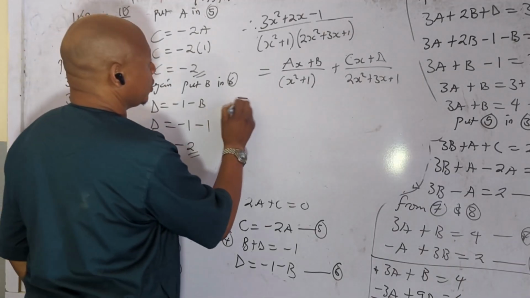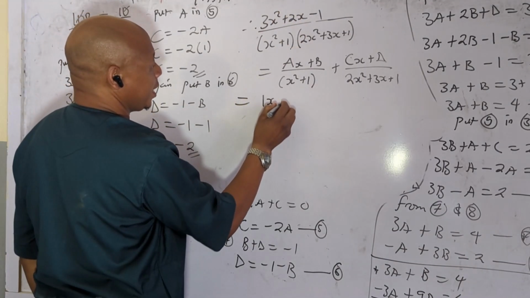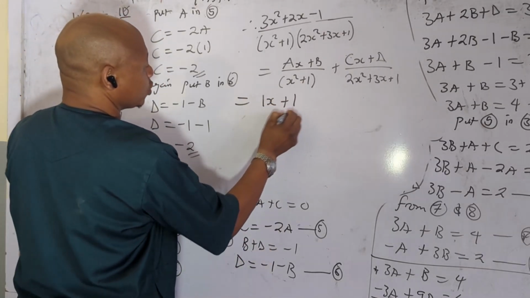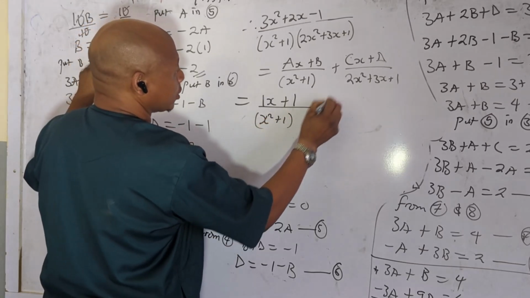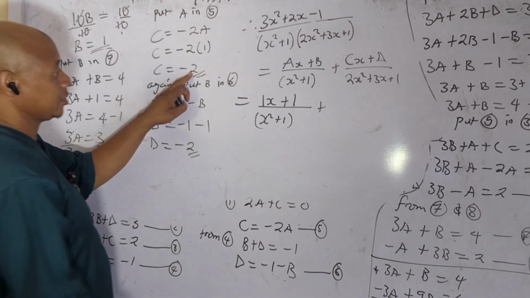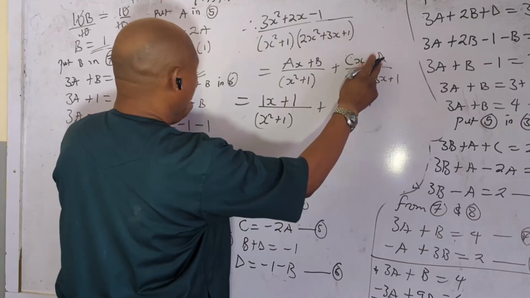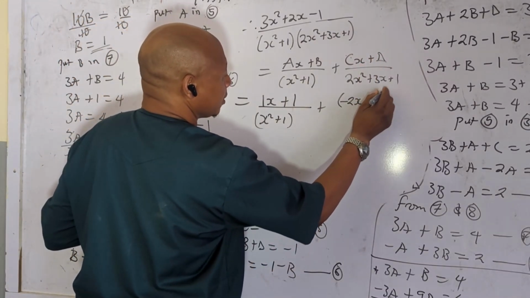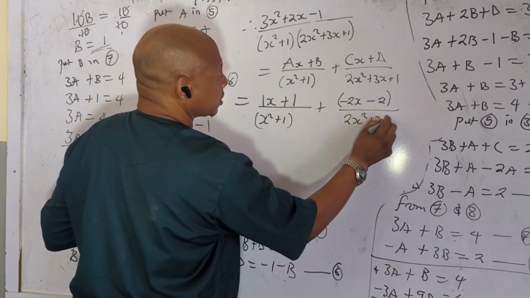So this is now equal to: the value of a is 1, so we have 1x plus b. The value of b is also 1, so I have plus 1 divided by x squared plus 1, plus the value of c. We say c is minus 2, so we have minus 2x, plus the value of d, which is also minus 2. Minus times plus is minus 2, then divided by 2x squared plus 3x plus 1.